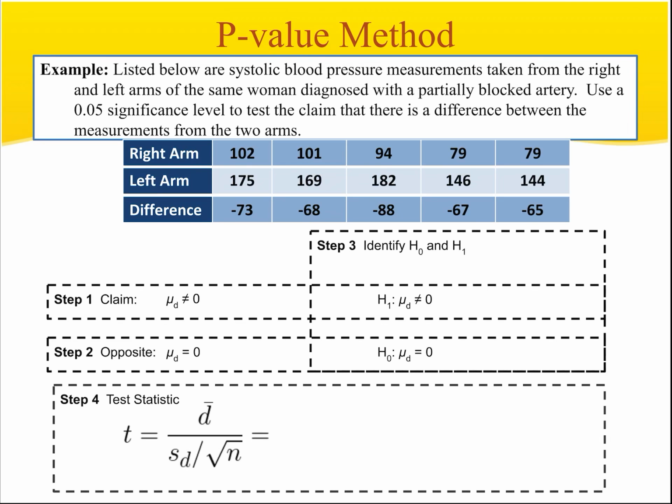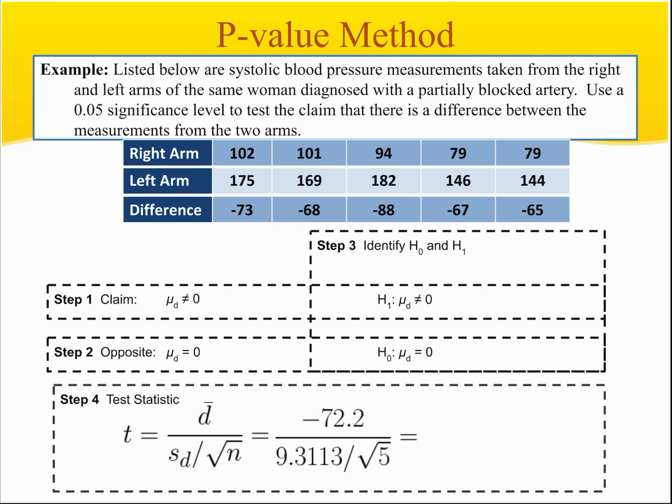Okay, next, the test statistic. So for our test statistic, we have d bar, which is the mean of the differences, divided by sd over the square root of n. So if we take negative 73, negative 68, negative 88, negative 67, and negative 65, and we add those numbers up, divide by 1, 2, 3, 4, 5 total, we find the mean of those differences. We should get negative 72.2. So d bar is the mean of the differences.